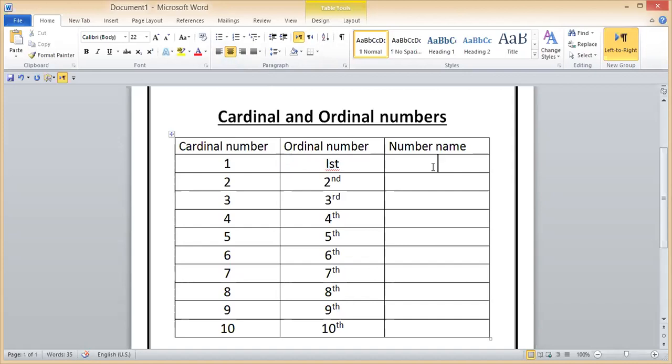How to write first? The number name is first. Guys, remember I am writing here the number names of these ordinal numbers. Cardinal number names you already know. How do you write first? F-I-R-S-T, first. How do you write second? S-E-C-O-N-D, second. Third, T-H-I-R-D, third. Yes, guys, can you tell me how to write fourth? F-O-U-R-T-H.